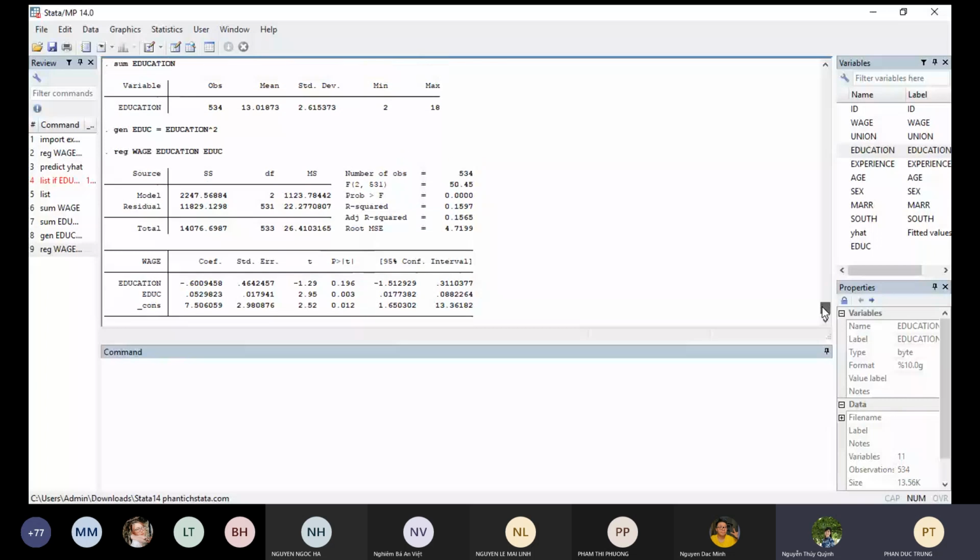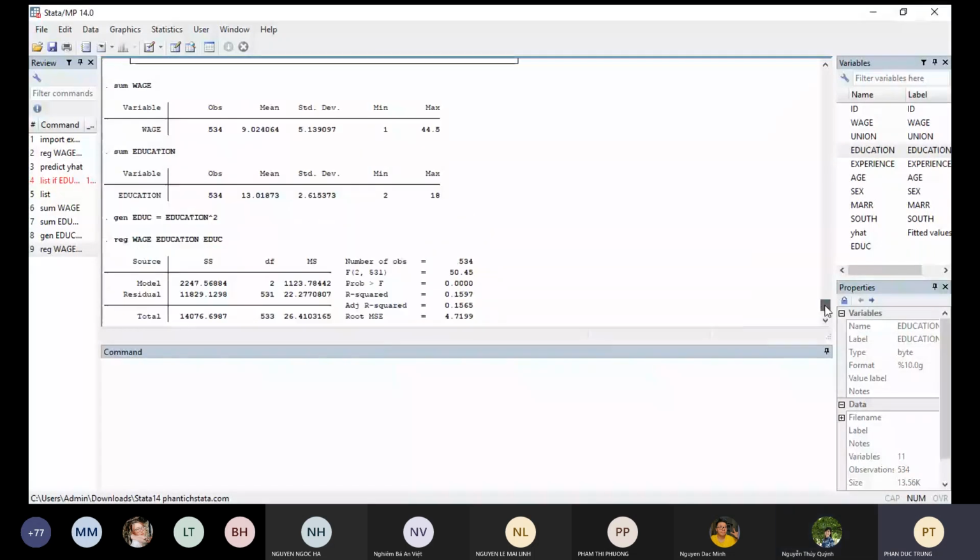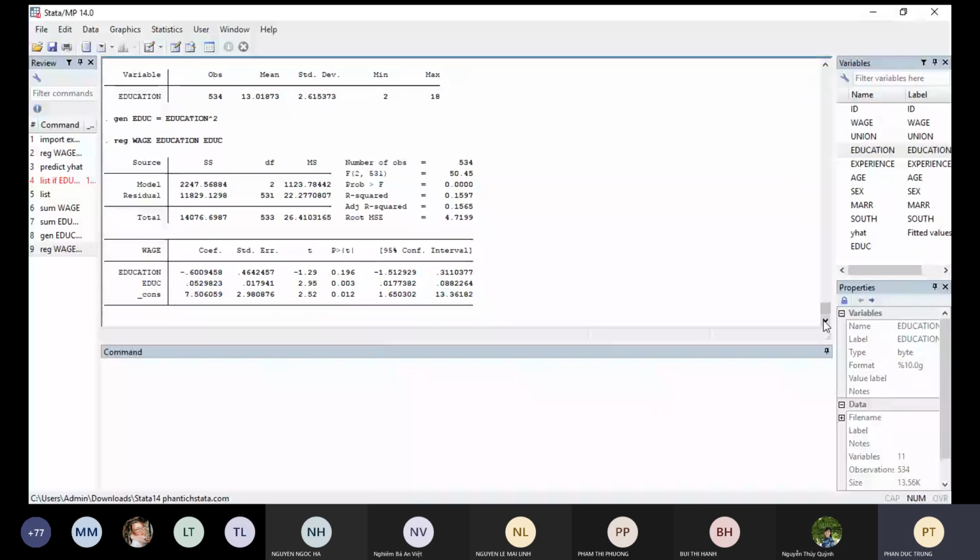So I did the generating before. I did generate edu, the variable edu equals education square. And then I regressed the wage on education and edu. And here is the result. Okay, I see it. All right.